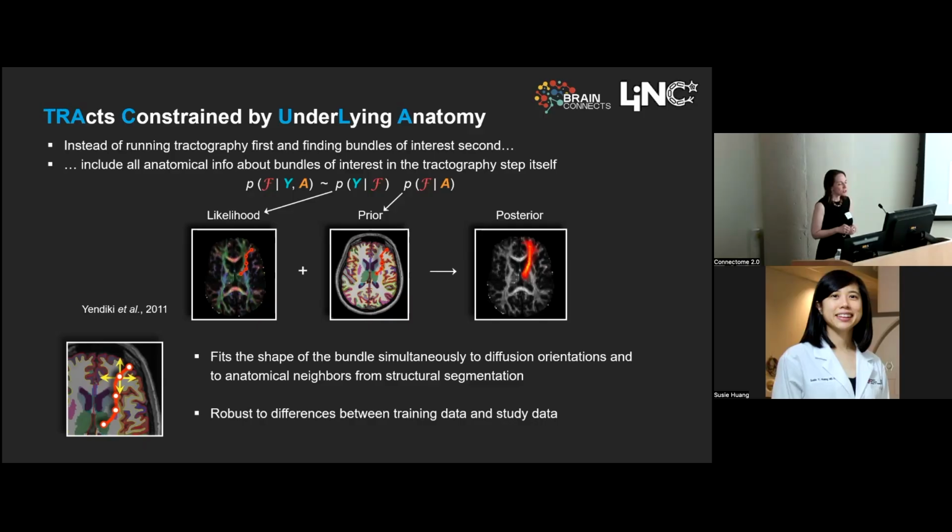And so it turns out that this approach, because it only learns from the training data what the likely anatomical neighbors of a certain pathway are, is robust to differences between the training and the study data. And so that's why you can train it on data that came from the Connectome scanner and then apply it to data that were collected with a conventional scanner.